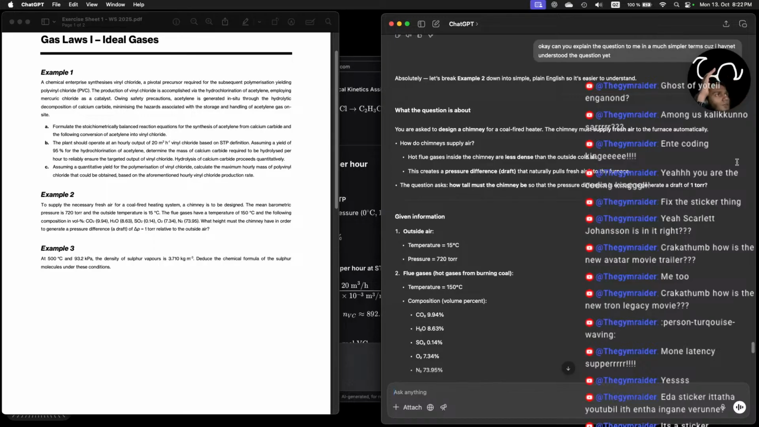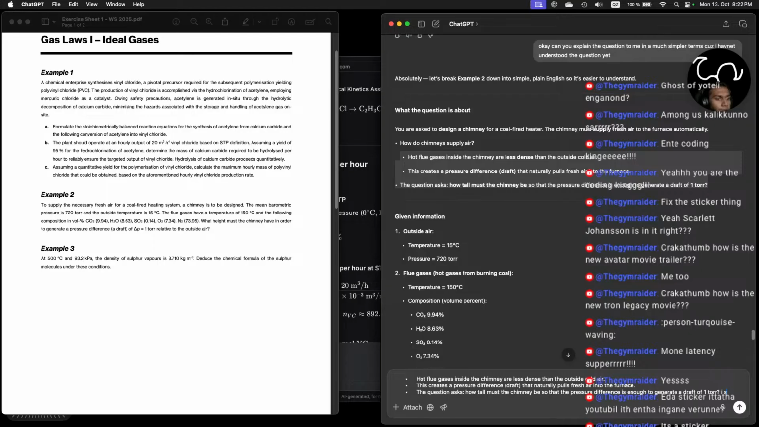So is the flue gas always going to be up there? So the flue gas is just there to create that pressure difference. It's not gonna wash away or flow with the outside air or something.